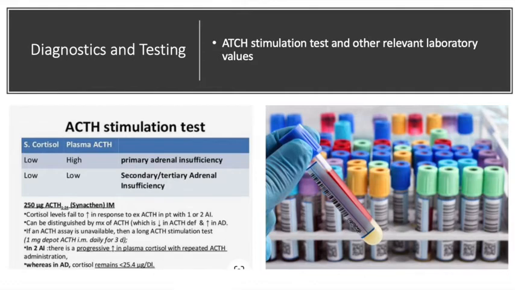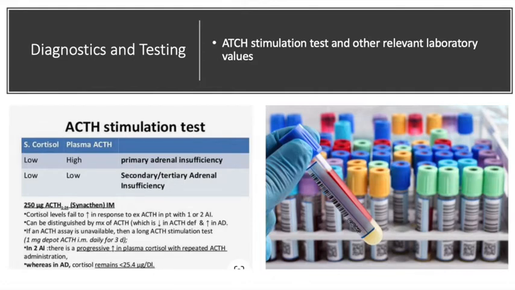So as you can see according to the chart, in primary adrenal insufficiency, also known as Addison's disease, the cortisol levels don't rise and the plasma ACTH will be greatly increased, but the serum cortisol level will be lower than the normal range or in the low normal range. In secondary insufficiency, the levels are both low.